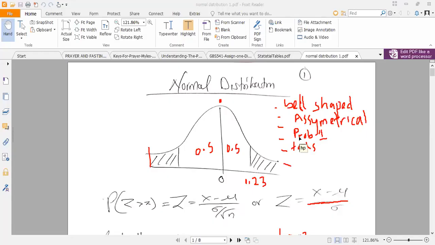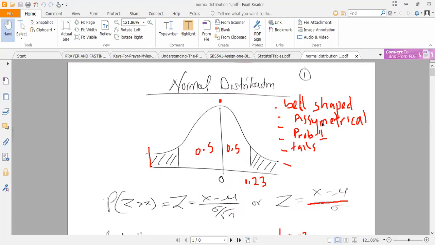Welcome to our session on probability. Specifically, we'll be looking at what is called the normal distribution. The normal distribution is part of the probability distribution functions, except that this one has the following characteristics that we need to understand. As you can see, this normal distribution is bell-shaped.